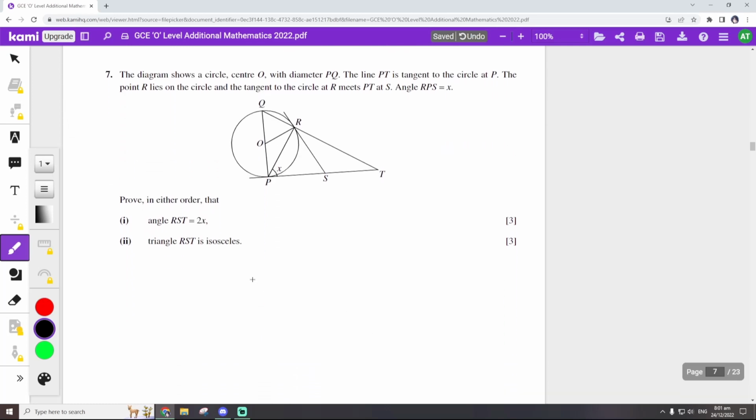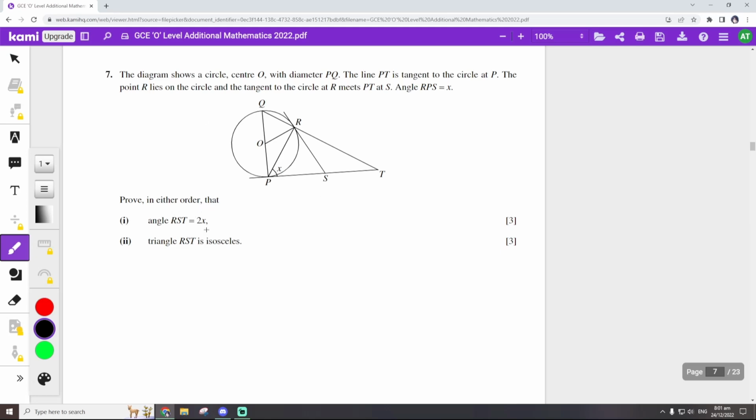Question 7, geometry proof. The diagram shows a circle, center O, diameter PQ, PT is a tangent to the circle, R lies on the circle, and the tangent at R meets PT at S. Angle RPS is x. Prove, in either order, that angle RST is 2x.